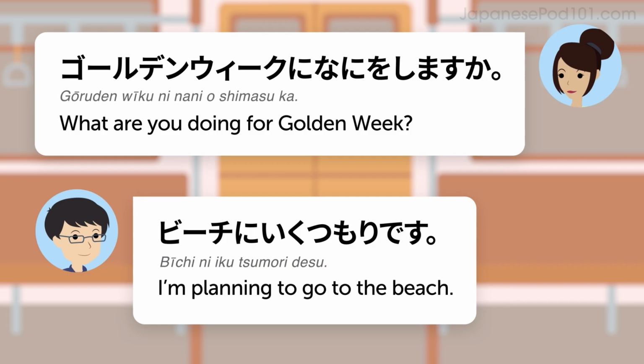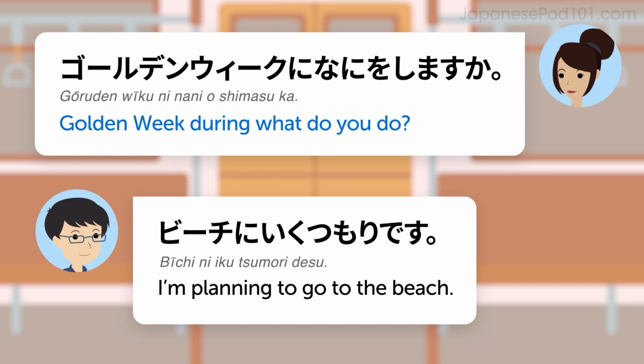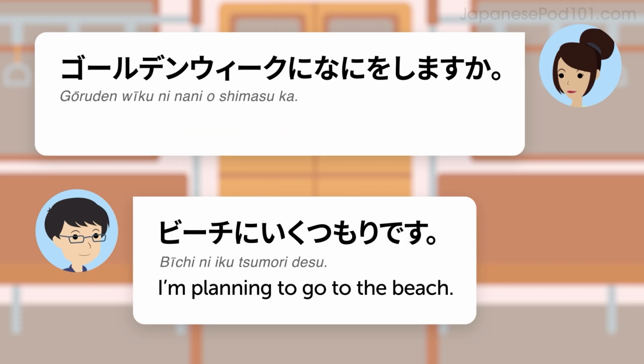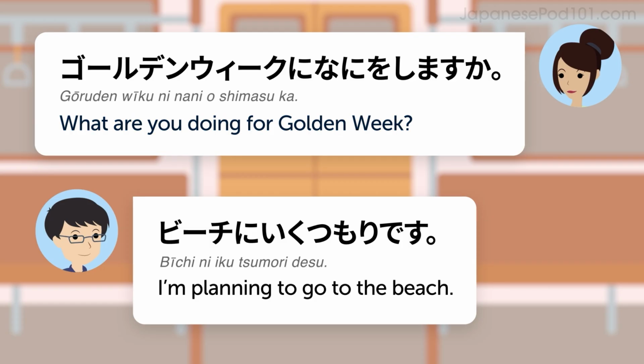First of all, you'll need to learn how to say, what are you doing for Golden Week? That's ゴールデンウィークに何をしますか？ Golden Week is a series of public holidays that take place one after another in the spring. Many people use this time to travel. Listen to it again. ゴールデンウィークに何をしますか？ This Japanese sentence literally translates as Golden Week during what do you do? But it means, what are you doing for Golden Week?